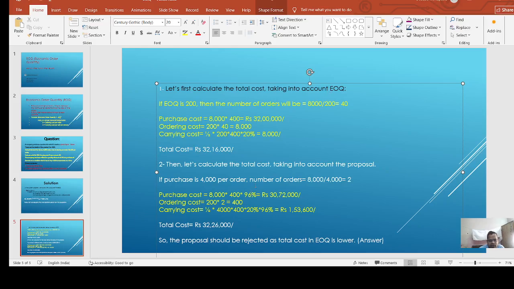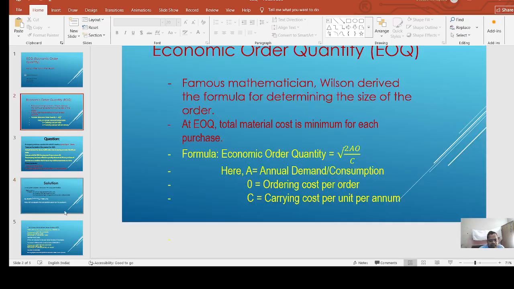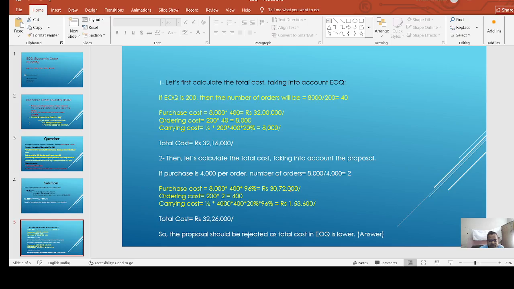Now let's look at the proposal which the supplier has given. The supplier has said, if the company purchases 4,000 per order, then it will give 4% discount on the cost of the product. So if it purchases 4,000 per order, total demand is 8,000, so the number of orders will be only 2. Understood? So purchase cost will be total units required, 8,000, into 400 into 96%.